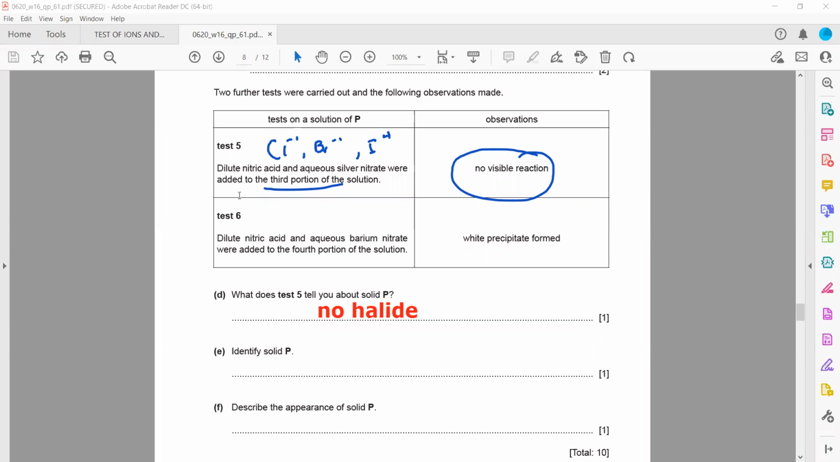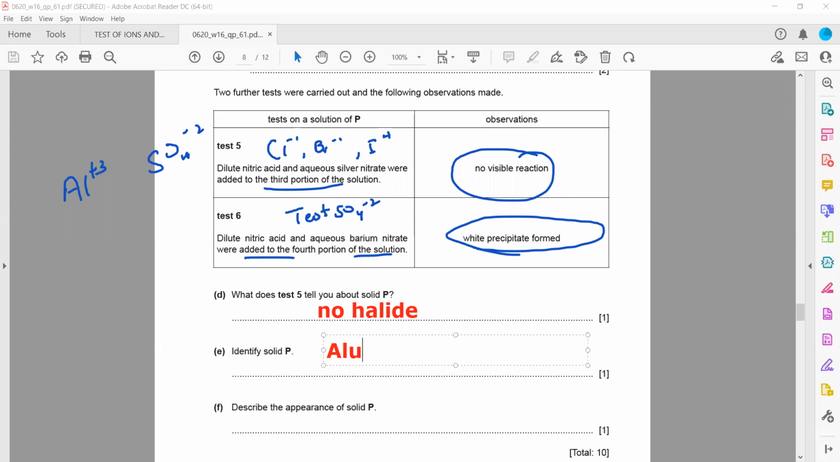And what about test 6? Nitric acid followed by barium nitrate. So this is a test for sulfate ion. If we are getting a white PPT, it means that it contains a sulfate. Identify solid P. They already mentioned in the beginning that it contains aluminum, and this test indicates that it contains a sulfate ion. So this is aluminum sulfate.